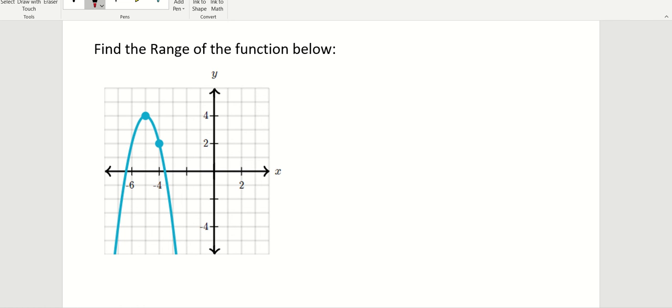Alright, fellow mathematicians, in this video I am going to show you how to find the range of a quadratic function. We are going to just recall what range is. Range is all the y values.